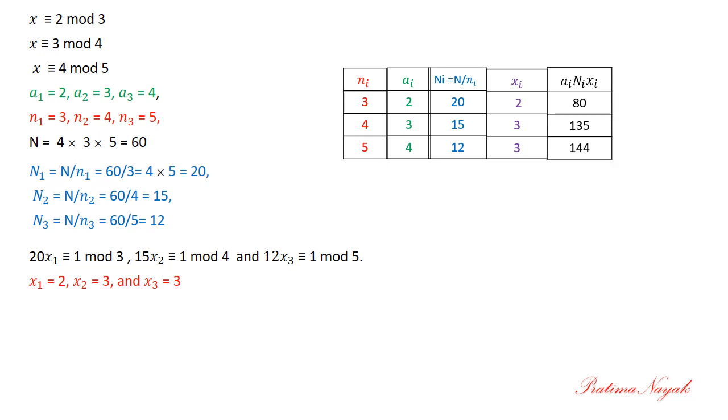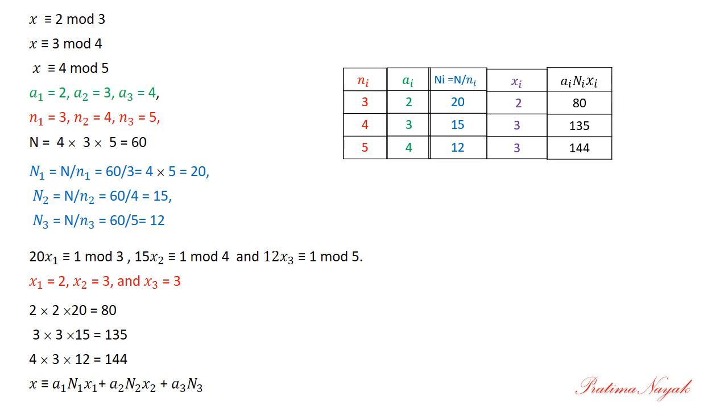Now we will make a column for ai into ni into xi. So first will be 2 into 20 into 2, that will be 80. 3 into 3 into 15, that will be 135. And 4 into 3 into 12, that will be 144. Now we will take the summation of ai, ni, xi. So it will be 80 plus 135 plus 144.